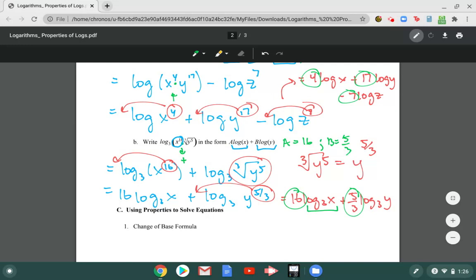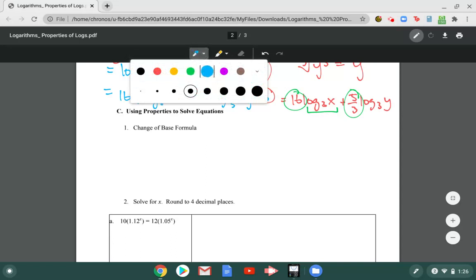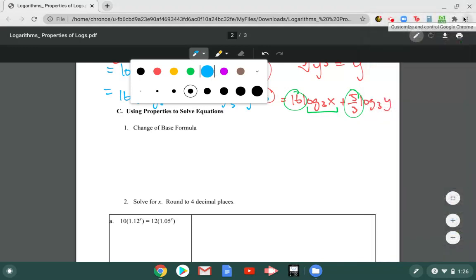Okay, so that's expanding. We can also use a change of base formula. Our calculator is fairly limiting because the calculator only has the common logarithm and the natural logarithm. So there's the common logarithm, and here's the natural logarithm base e. So it only has those two that we can put into the calculator. But we do have a change of base formula that we can use to get around that. So to do our change of base formula, it is like this.